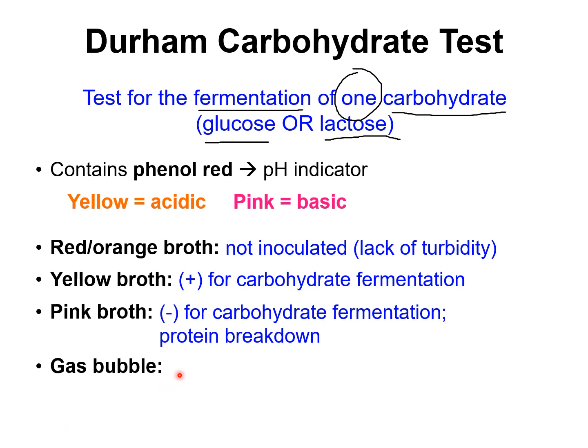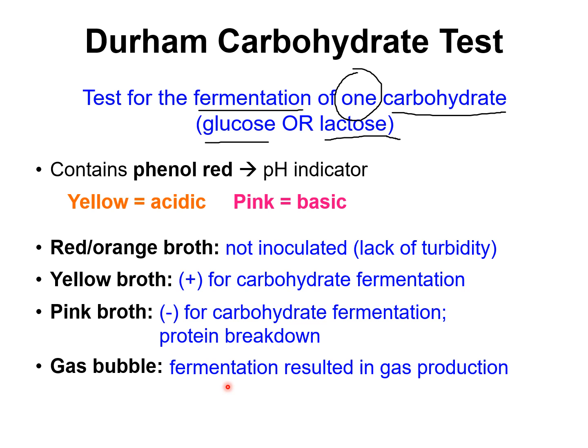Now, the gas bubble, we can determine that using the Durham tube. Remember that narrow inverted Durham tube? Now, this inverted Durham tube, why do we add it? Because some bacteria out there, when they ferment the sugar, actually release some gas, such as carbon dioxide. And that's just an example, right? The gas could be carbon dioxide. And so that carbon dioxide is going to get trapped in the Durham tube.